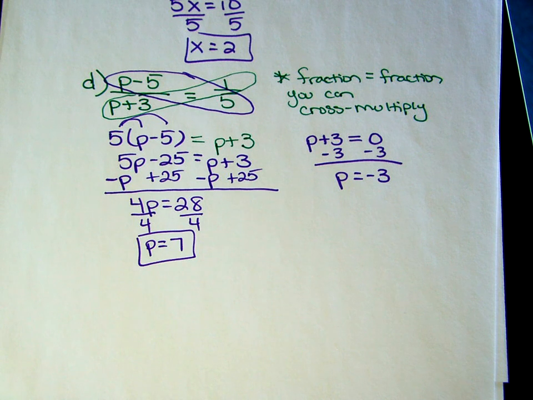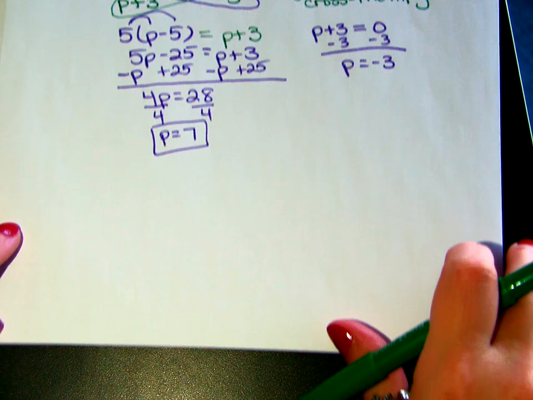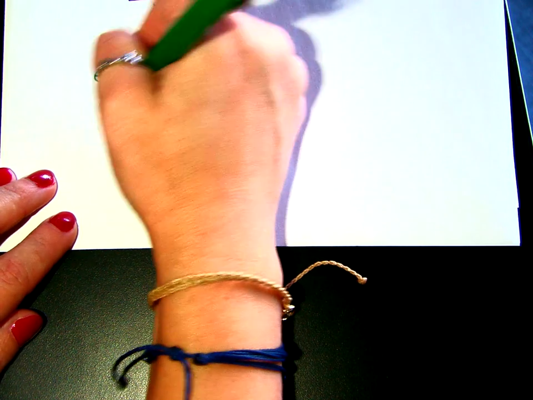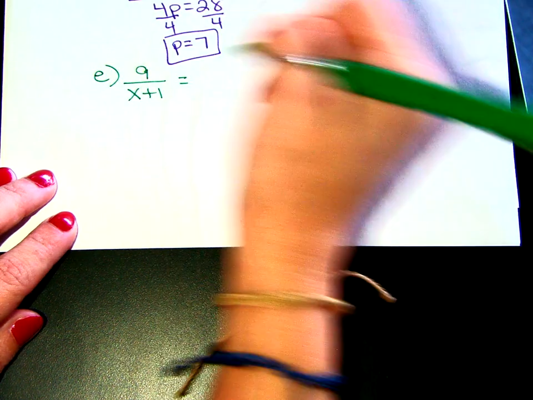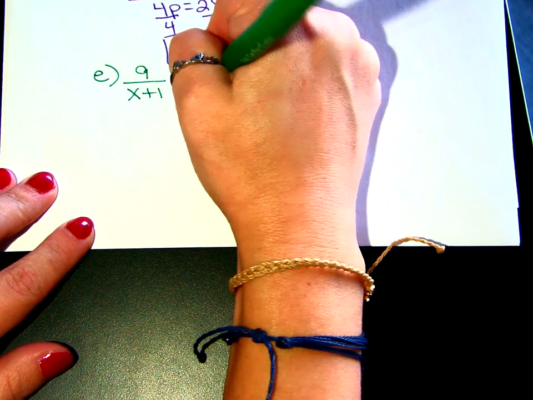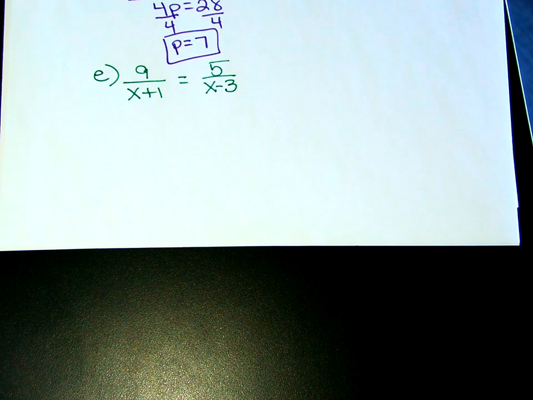We'll do another one, just like it. E is 9 over x plus 1 equals 5 over x minus 3. We have a single fraction equal to a single fraction, so we can do cross multiplication.